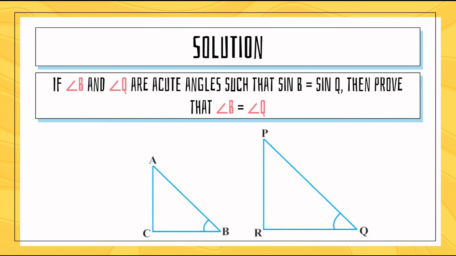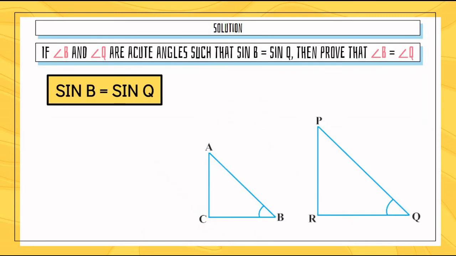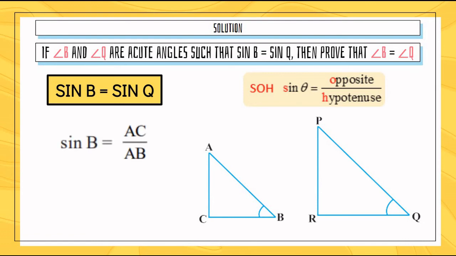So let us consider two right triangles ABC and PQR. Here we have been given that sin B is equal to sin Q. So let's also just write that. If you take a look at the first triangle ABC, you get to know that AC is the side opposite to angle B, and AB is the hypotenuse. So we can get the value of sin B, because sin theta is equal to opposite side by hypotenuse, from our code, which is SOH. So sin B is AC by AB.